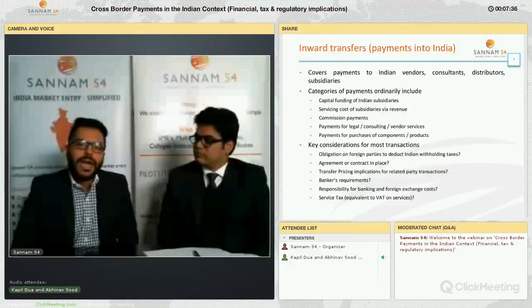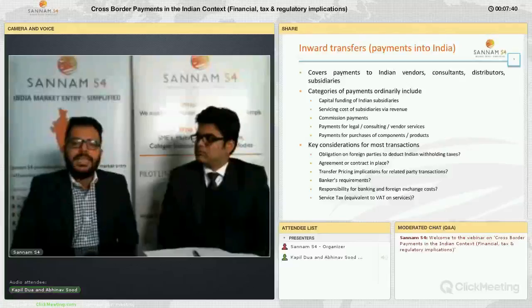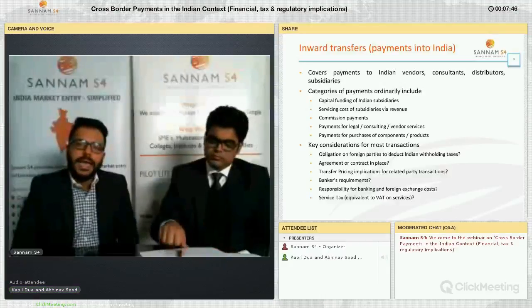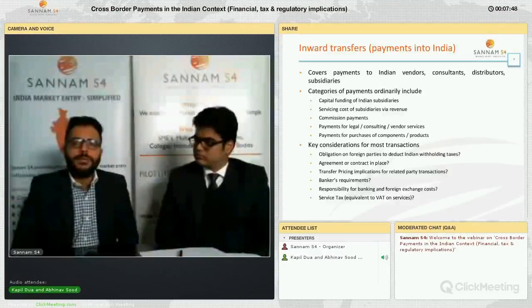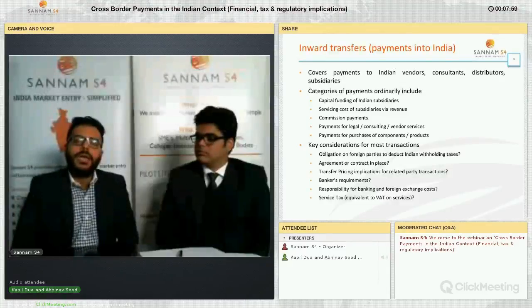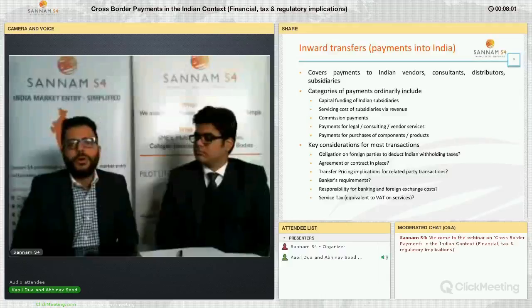And the Indian bank issues a certificate called Foreign Inward Remittance Certificate, and that becomes a major document to show to the authorities that the money has landed in India from legitimate sources and what the purpose was, to avoid any issues later on from a money laundering or illegal money coming into India. So that document is very, very important.